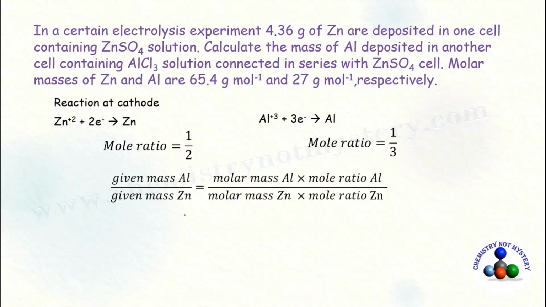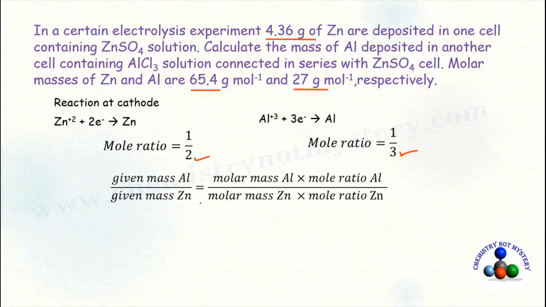Now we have the formula: given mass of aluminium divided by given mass of zinc will be equal to molar mass of aluminium multiplied by mole ratio of aluminium divided by molar mass of zinc multiplied by mole ratio of zinc. Now place the values in this formula. Given mass of zinc is 4.36 grams. Molar mass of aluminium is 27 grams per mole. Mole ratio of aluminium we have calculated 1/3. Molar mass of zinc is 65.4 grams per mole and mole ratio for zinc we have calculated 1/2.